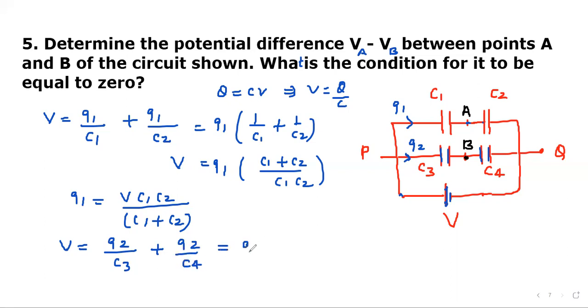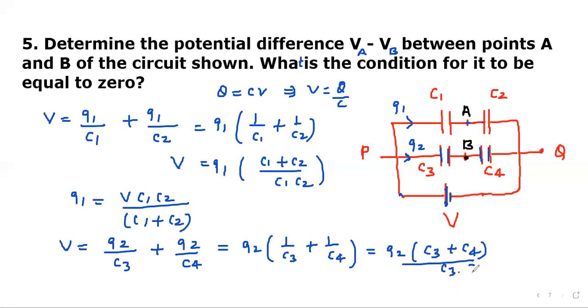which is equal to Q2 common, 1 upon C3 plus 1 upon C4, which is further equal to Q2 times C3 plus C4 divided by C3 C4. Our purpose is to get Q2, so Q2 will be equal to V times C3 C4 divided by C3 plus C4. So we have got the values of Q1 and Q2.